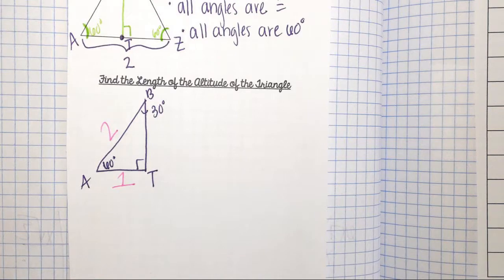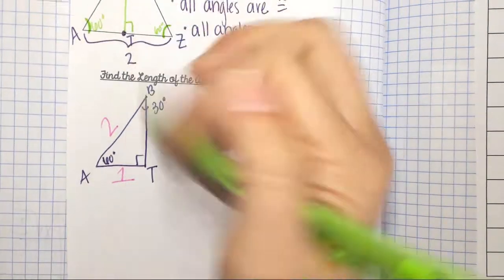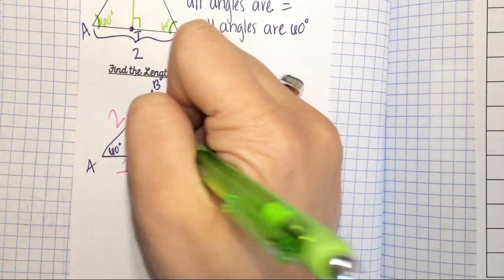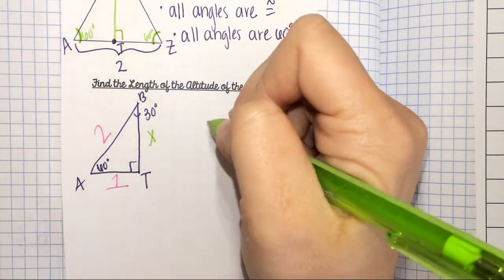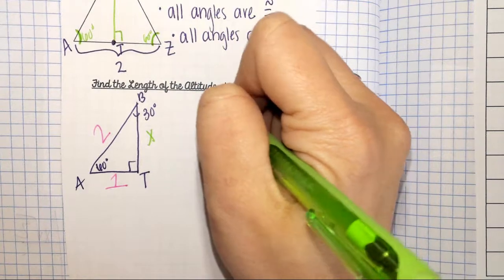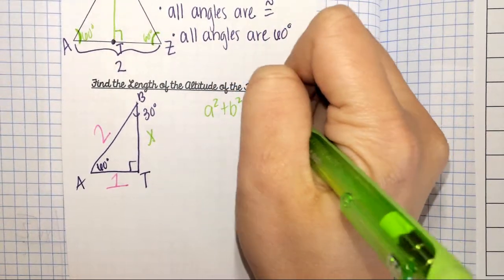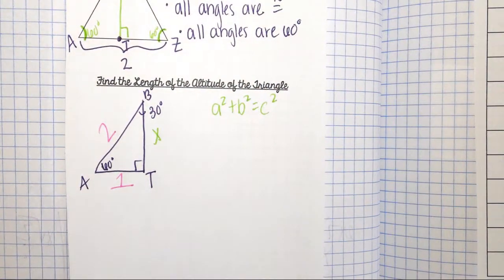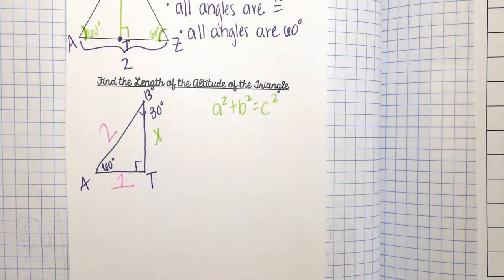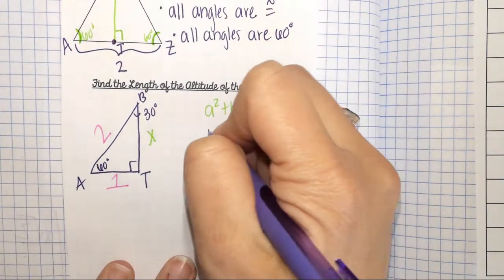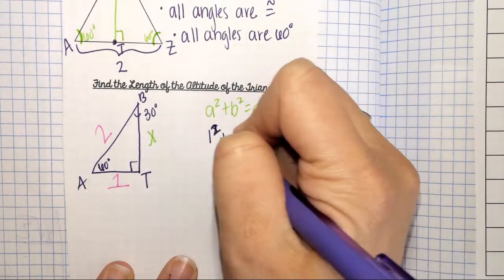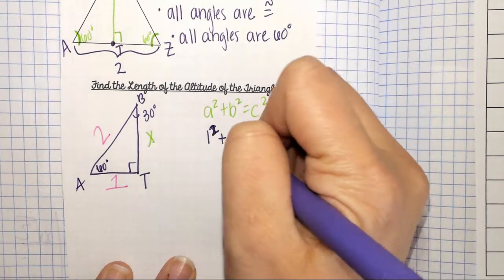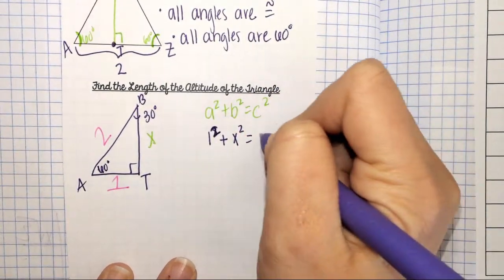Pythagorean theorem. So we're going to let this be our x. Now remember, the Pythagorean theorem is what? What's the formula? a squared plus b squared equals c squared. All right, what is a? 1, okay. What is b? x. And what is c?